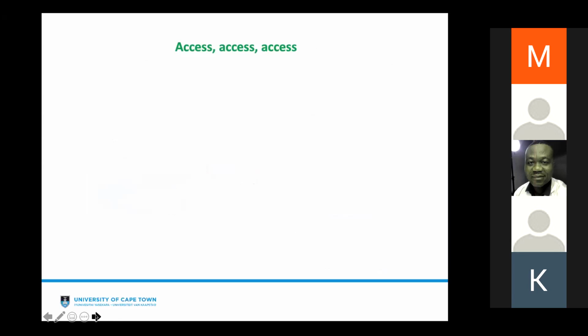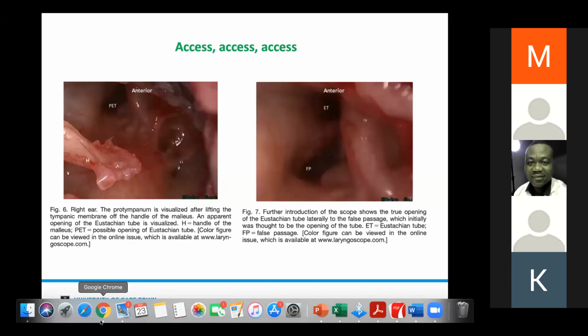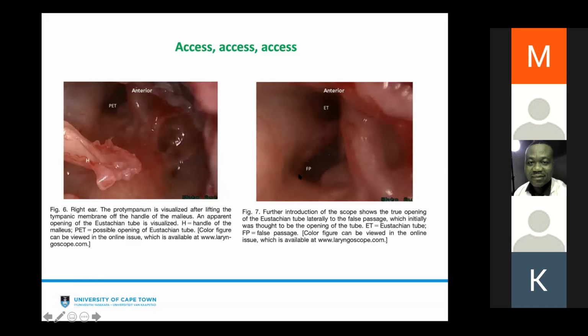So what I'm talking about here is access, access, and access, especially when it comes to the use of transtympanic dilatation of the Eustachian tube. Here, this is an endoscopic image of the protympanum when one looks down at what could be the potential opening of the Eustachian tube. But with access, and one is able to approach that possible opening closer with the endoscope, one is able to see that actually that was a false passage, and the actual opening of the orifice of the Eustachian tube is a bit higher than that. So this has a bearing in the safety of what you're able to do with the endoscope, and you being able to visualize what you intend to fix.